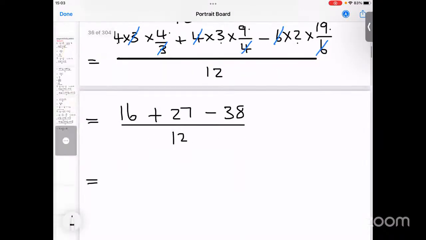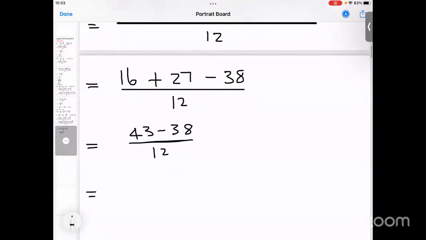Okay, so now BODMAS says you add, and then later you subtract. Let's see. 16 plus 27 gives you 43, that you will need to minus 38, and that you will have to divide by 12. So what is that? Definitely, it gives you 5 over 12. You cannot further simplify that, and that becomes the end of it.